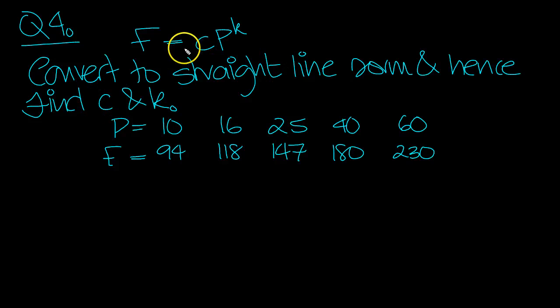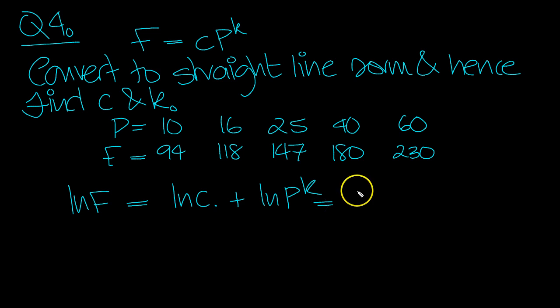Convert this to straight line form and hence find C and K. Here's the data. So let's take logs to get the power down to ground level. So log F, I'll do log base e, it doesn't matter, it's the same principle, is ln C plus ln P to the K, which is K ln P, isn't it?